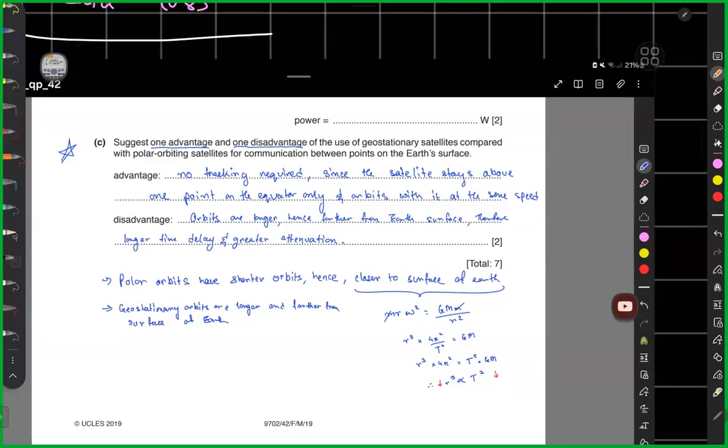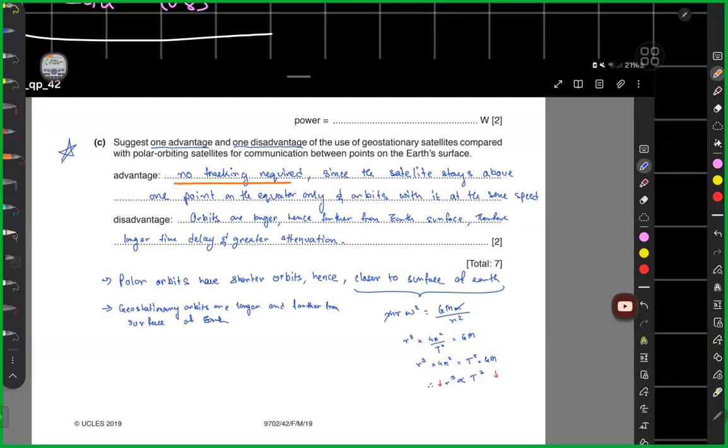No tracking required. No what? Tracking required, because it's exactly above your fixed position on Earth. So I don't need to keep tracking where my satellite is? No need. It can be anywhere. I mean, it won't be anywhere. It will be exactly above your observatory. So no tracking required. Okay.